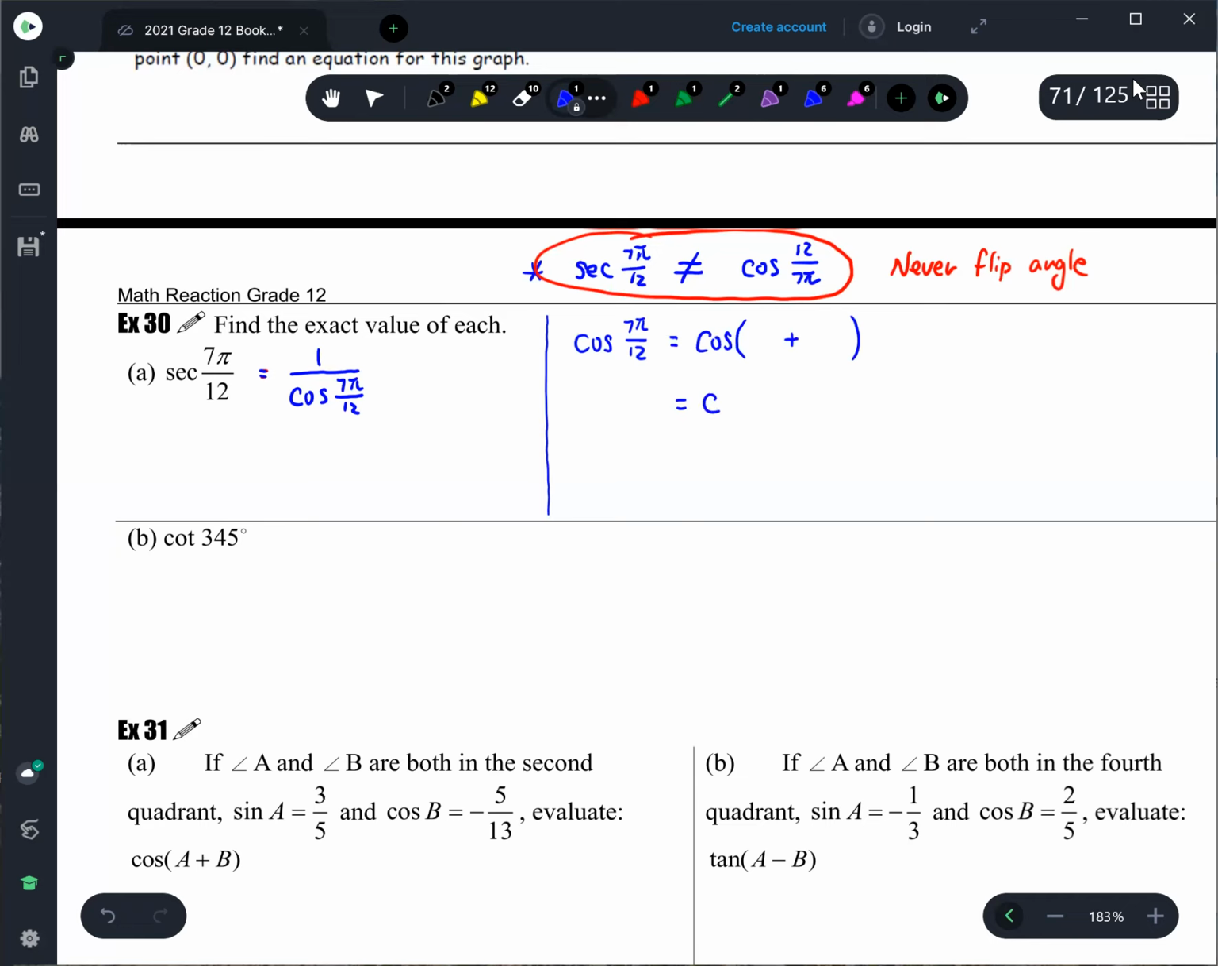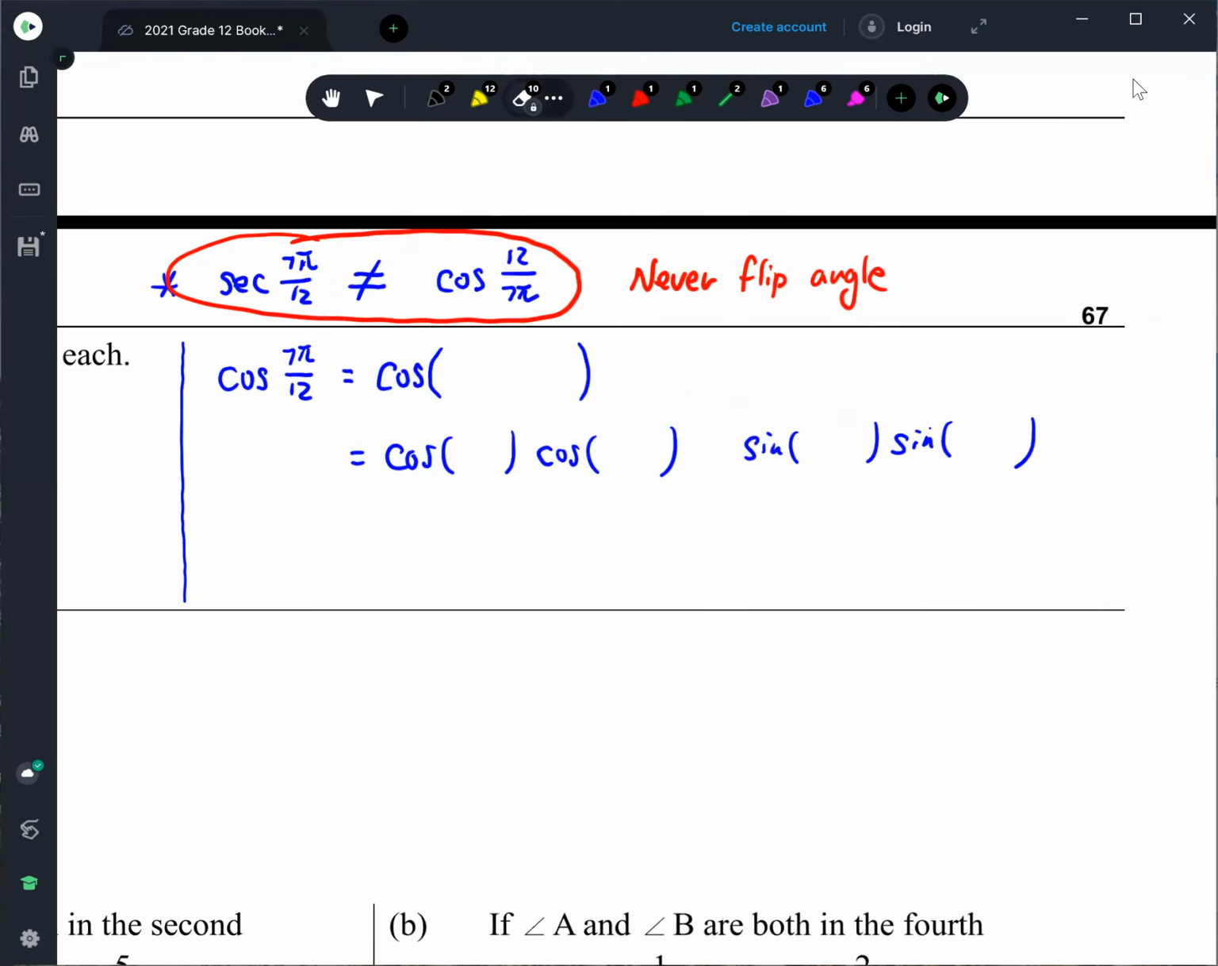It will be co, change, sine. Co, I shouldn't write just C, right? Co, change, sine. Okay, it's either using adding or using subtracting, you decide. Okay, let me erase that first.